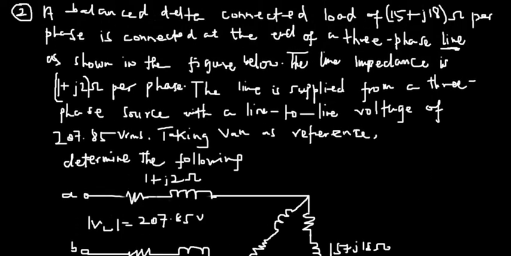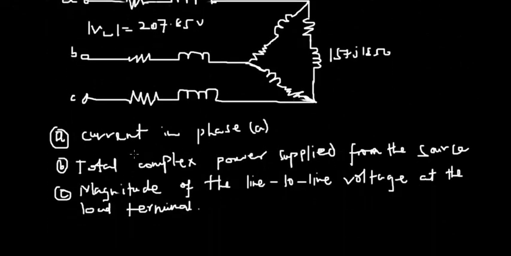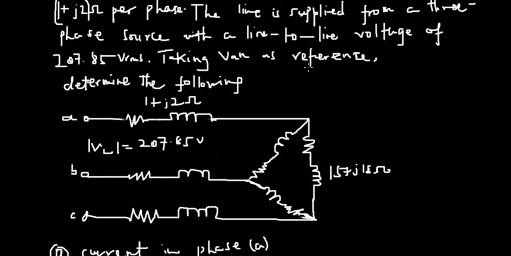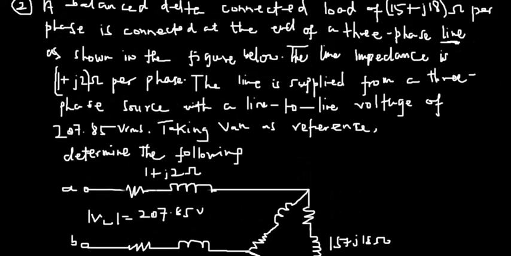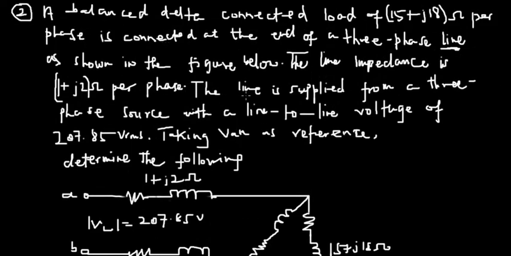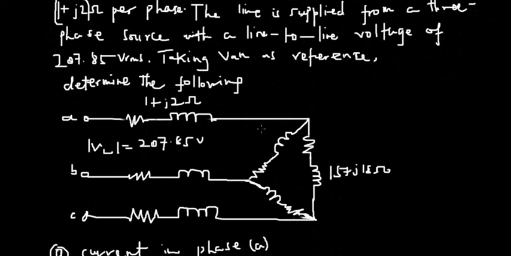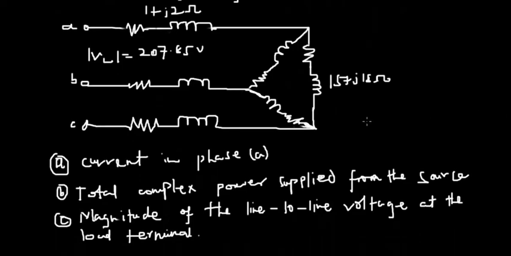Since we already know these parameters and we have to take VAN as reference, this is what we are to calculate. We have to calculate the current in phase A from the VAN, and then the total complex power supplied from the source, and the magnitude of the line to line voltage at the load terminal. In order to do this, you have to take VAN as the reference. So in simplicity, this is the entire question, and it's being simplified into this diagram, so you can use the diagram as reference.